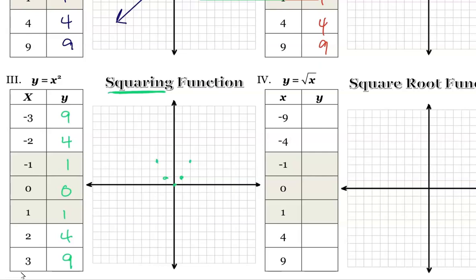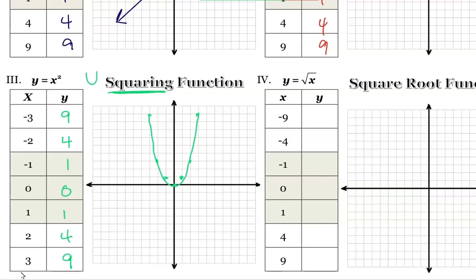Okay, now I'm going to do the last one. 1, 2, 3. 1, 2, 3, 4, 5, 6, 7, 8, 9. And that will be 9. And then connect with a smooth curve. Okay, so it's different than the V function, which was absolute value. The squaring function is a smooth curve, and it's a U shape. Okay, so this is going to be a U shape.